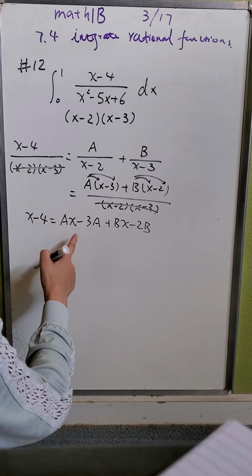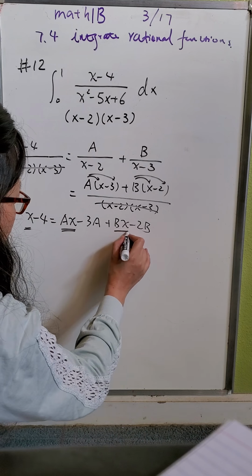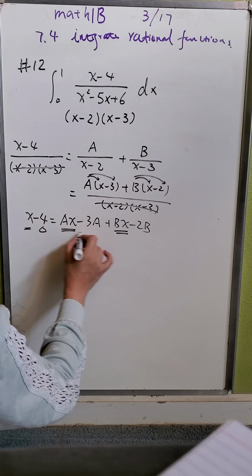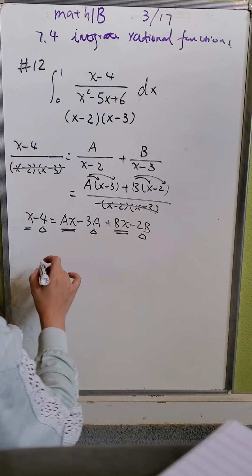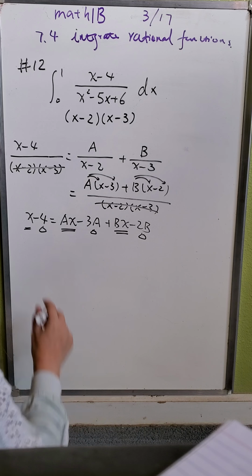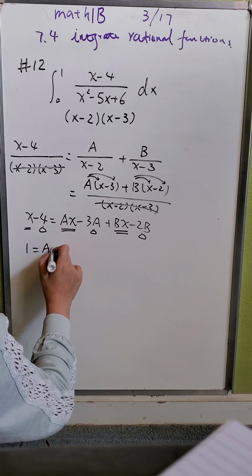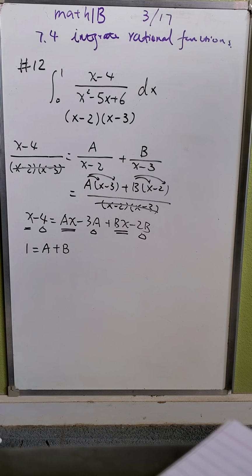And now we're going to match them. The x's match with all the x's here, okay? The constants match with all the constants. So we just match the coefficients. We're going to have 1 equal to a plus b. Okay, that's the first equation.